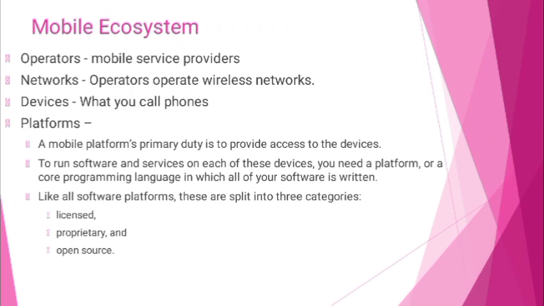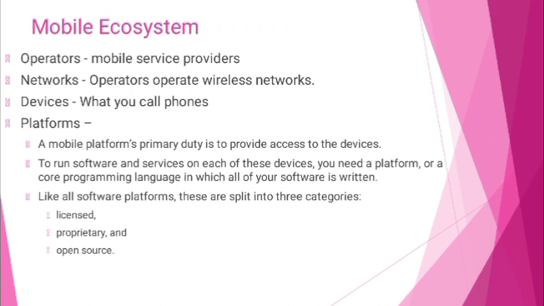The next one is networks. The operator operates the wireless network. A cellular network is a radio telecommunication network that provides wireless communications infrastructure to support mobile radio transceivers, that is cell phones, located throughout a geographical coverage area.